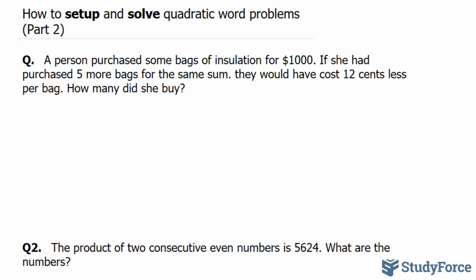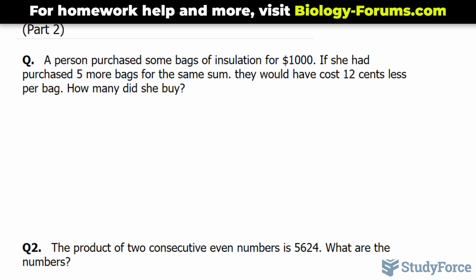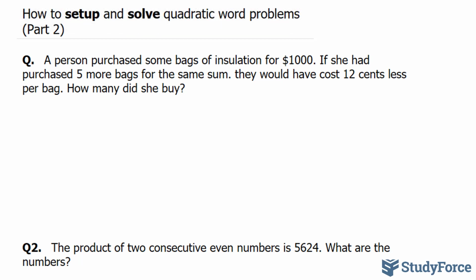What we have to do here is create two equations. The first equation will model what will happen originally, and the second equation will model what will happen after she purchases 5 more bags. We're told that she spends $1,000. But we're not told the cost per bag, nor are we told how many bags she bought. So we're going to write down N for the number of bags purchased. And R will represent the rate.